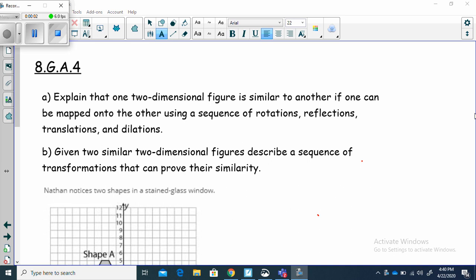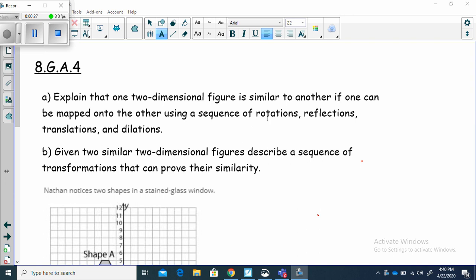This is standard 8GA4. Here we're going to explain that one two-dimensional figure is similar to another if one can be mapped onto the other using a sequence of rotations, reflections, translations, and dilations. Then, given two similar two-dimensional figures, we will describe a sequence of transformations that can prove their similarity.